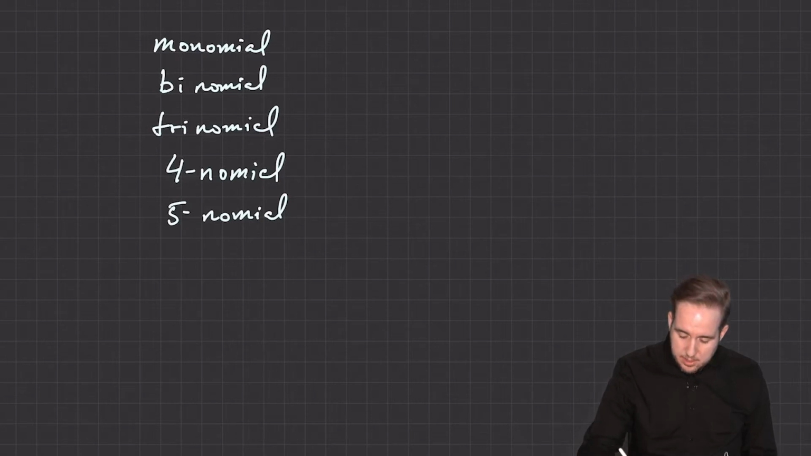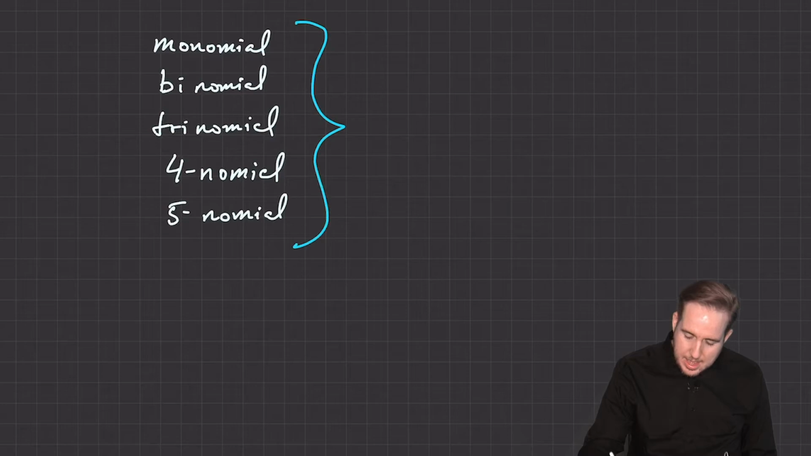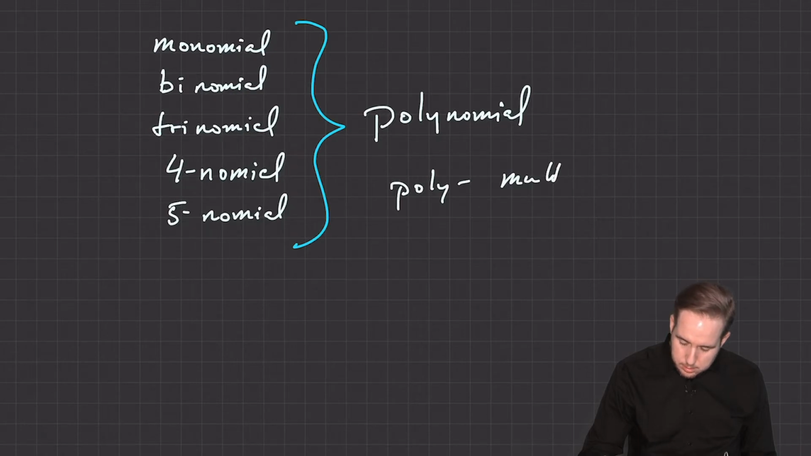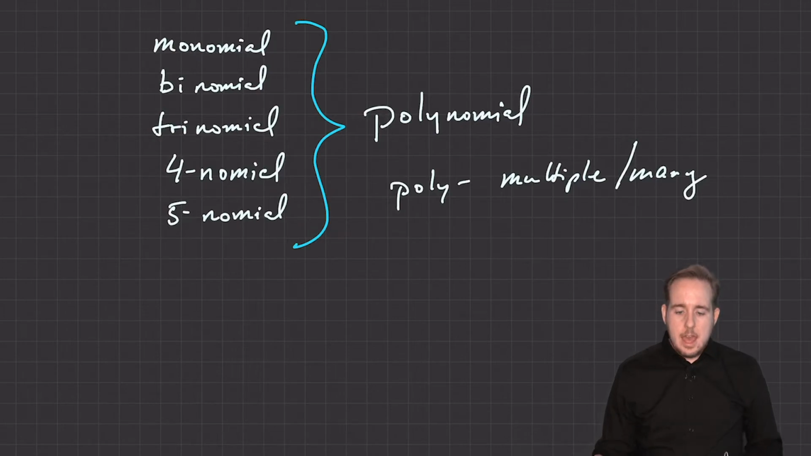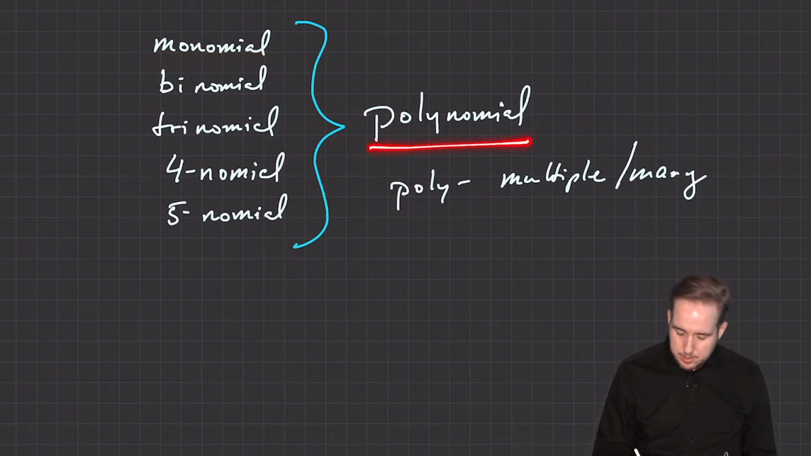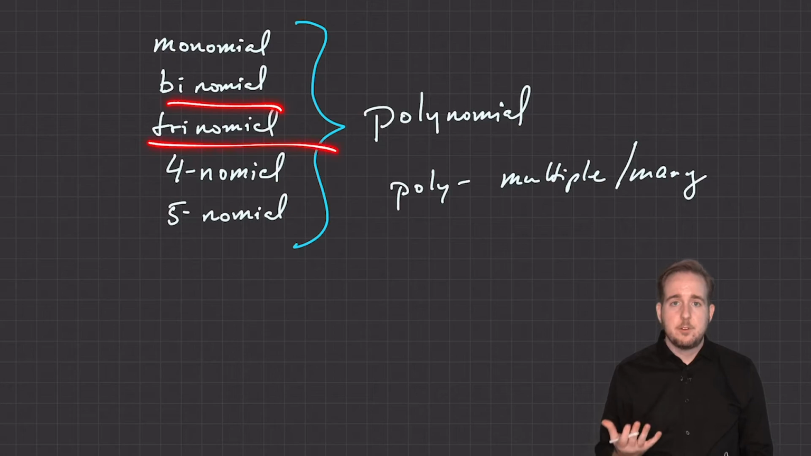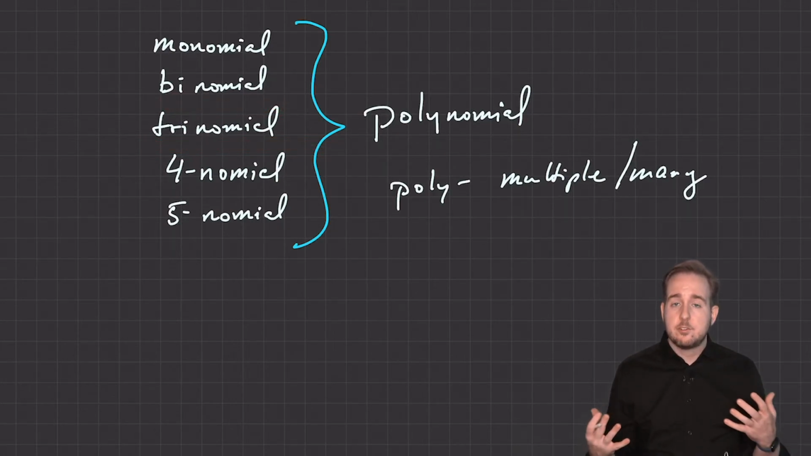Now, if I take this just generic collection of things, any one of those could be a polynomial. Okay? And remember, the prefix poly means multiple or many. So a monomial is also a kind of polynomial. A trinomial is a kind of polynomial, but a binomial is different from a trinomial. It's sort of in a hierarchy, in a structure like that.